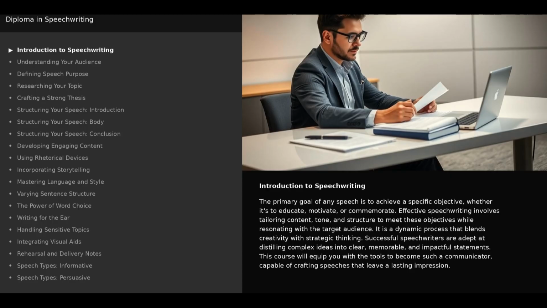Successful speechwriters are adept at distilling complex ideas into clear, memorable, and impactful statements. This course will equip you with the tools to become such a communicator, capable of crafting speeches that leave a lasting impression.